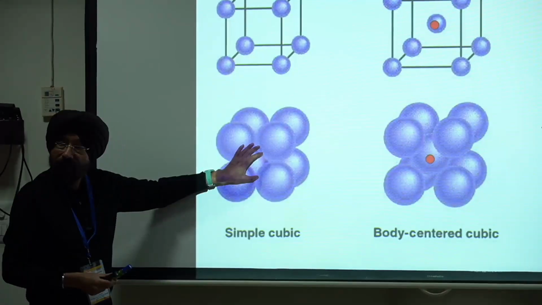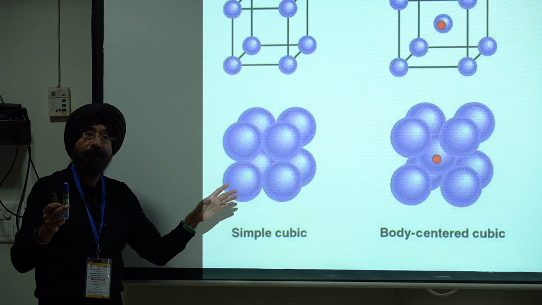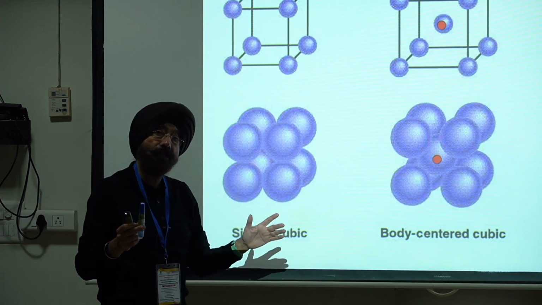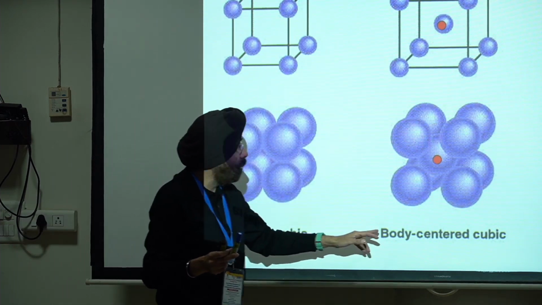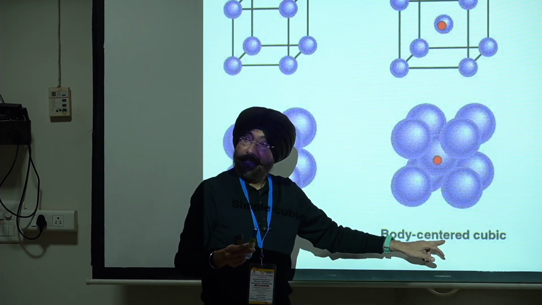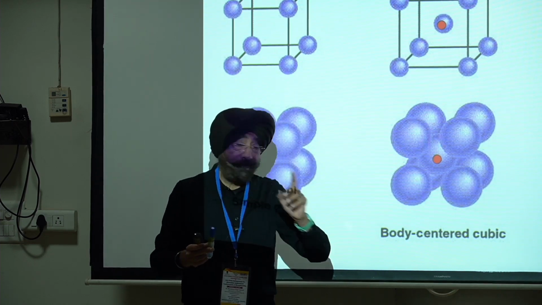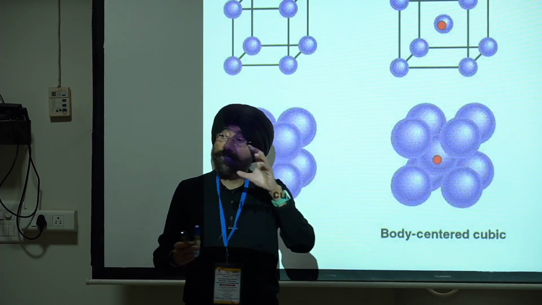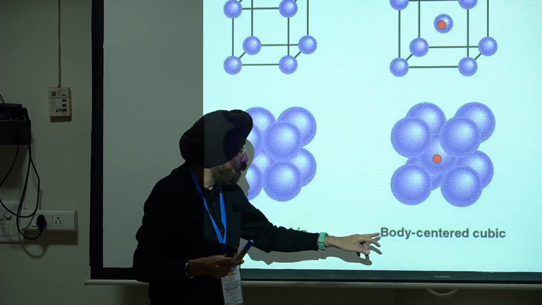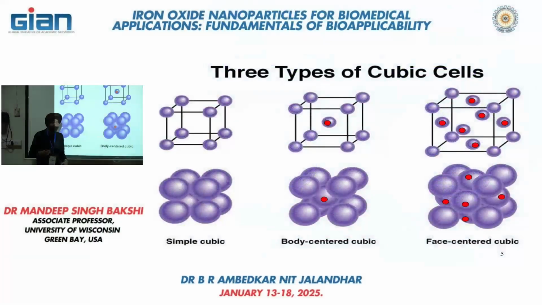If I could insert the atom over here, then the definition of the unit cell changes. It still remains the cubic unit cell, but now the definition is body-centered cubic unit cell. Body-centered means there is one full-fledged atom present in the center of the unit cell. That is why we name it body-centered cubic unit cell.